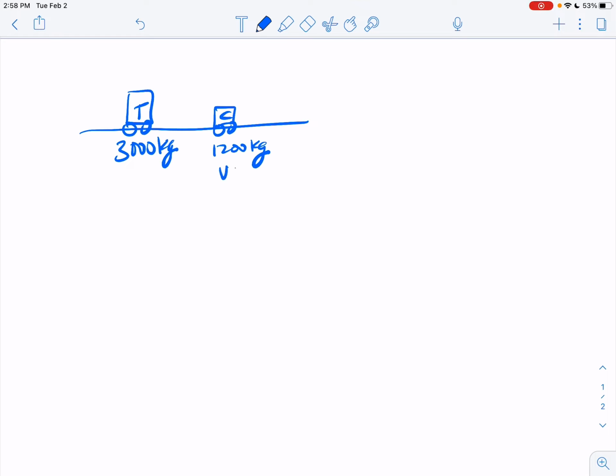Right, so here's an example of a different kind of problem. I don't have it written for you, but at a stoplight, a large truck of 3,000 kilograms collides with a motionless small car of 1,200 kilograms.